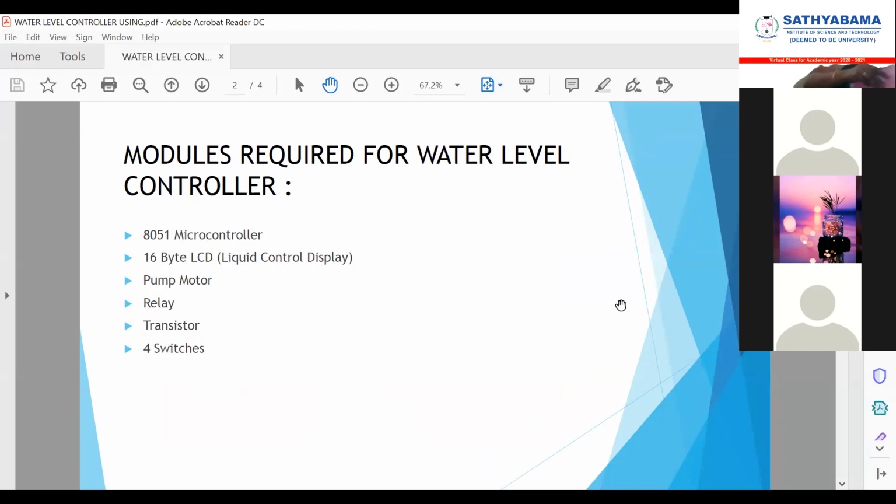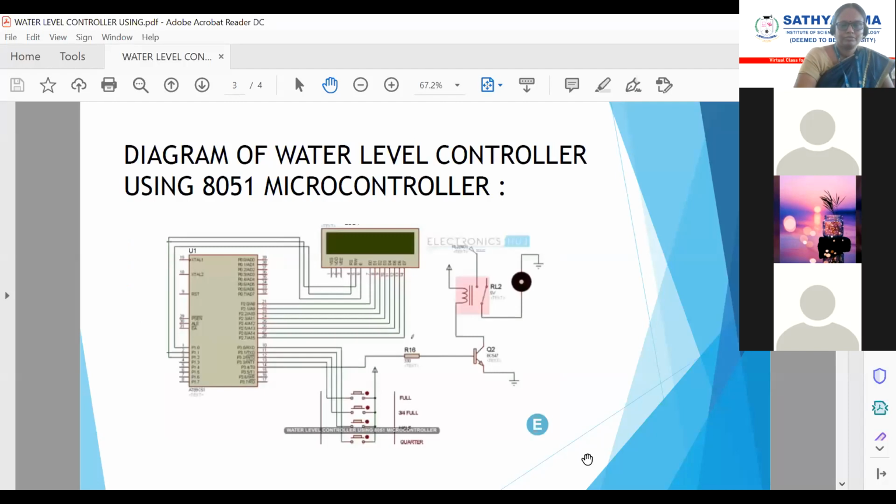8051 microcontroller, 16-byte LCD. LCD means liquid crystal display. This is used to display the water level and motor conditions. Pump motor, relay, transistor. The transistor is used to drive the relay, and 4 switches in order to know the level of water. The 4 switches are full, 3/4 full, half, quarter.